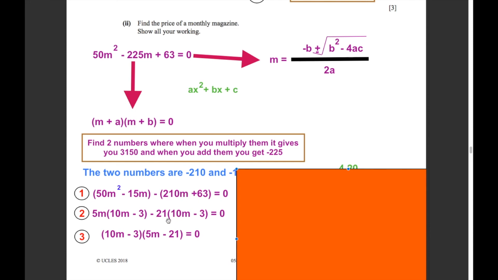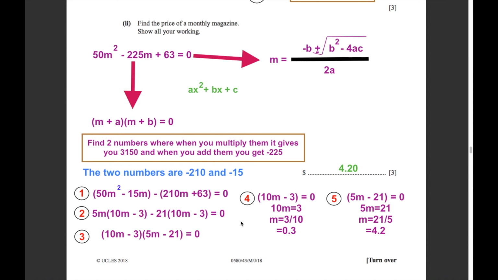You do the same here, so what's common to both is negative 21. So you have negative 210. So negative 21 times 10m is this, and negative 21 times negative 3 is positive 63. You know you're on the right track when the expressions inside the brackets are the same. So you're going to take that expression, multiply by what's on the outside, which is 5m minus 21, equal it to 0, and then like we solved before, you're going to solve for m. So 10m minus 3 is 0.